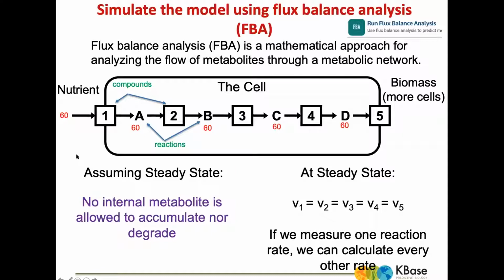The type of models that we use we call steady state models. Steady state, by definition, means there are no internal metabolites allowed to accumulate nor degrade. That means if this compound comes into the cell and changes to another compound through an enzyme at the rate of 60, you would see the same rate toward producing the end product. So the internal compounds cannot degrade or be allowed to accumulate. The conversion rate has to be consistent in order for this steady state modeling to work.